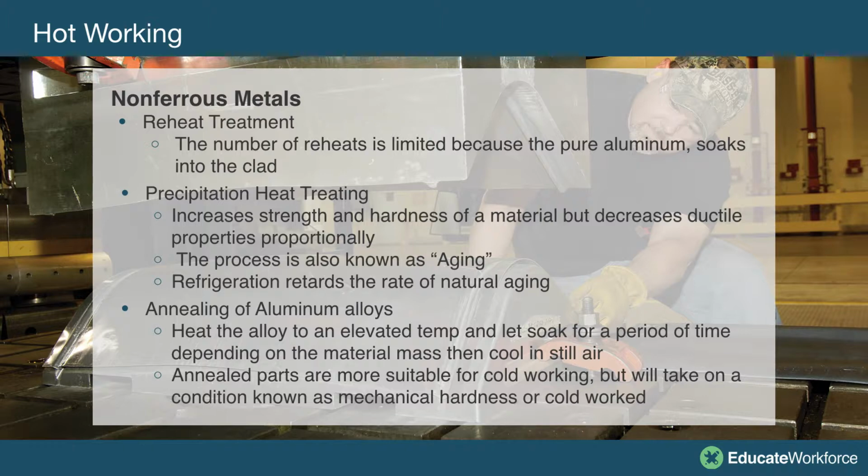So as we're annealing aluminum, we're going to heat it to an elevated temperature. Depending on the size, we're going to soak it. Remember that term, we're going to soak it at a specific temperature for a specific period of time. Annealed parts are more suitable or more easily cold worked. Again, as we cold work these, we're going to mechanically harden them, and you may need to re-anneal it again when the working process is finished.